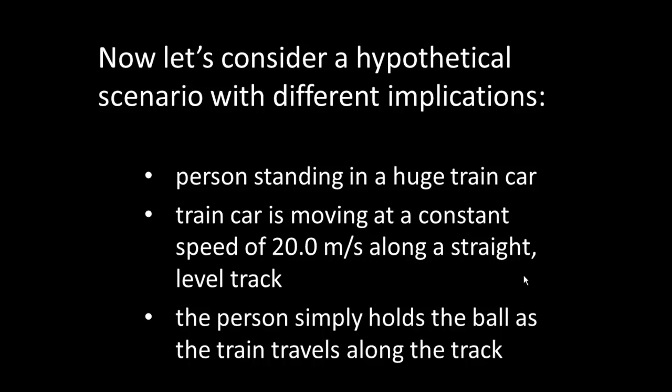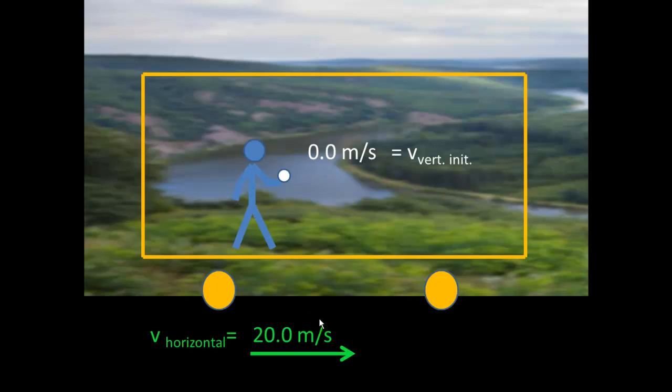Okay, we need to now consider a separate hypothetical scenario, and it's got different implications. We'll have the same person standing in the huge train car with the glass sides, and now the train car is in motion. It's on a straight level track, and it's going a constant 20 meters per second. This time the person's not throwing the ball, they're just holding it as the train goes along the track.